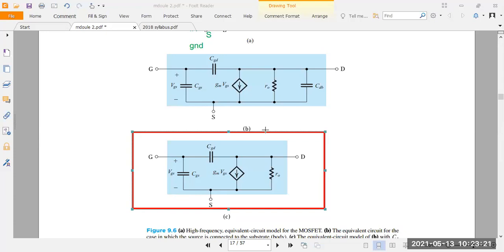Small signal equivalent model. Right, in the small signal equivalent model, there is no capacitance here. I have observed that between the gate and source there is an open circuit, right? And between gate and drain, there is an open circuit. Yes or no? Chandana. Yes, sir.